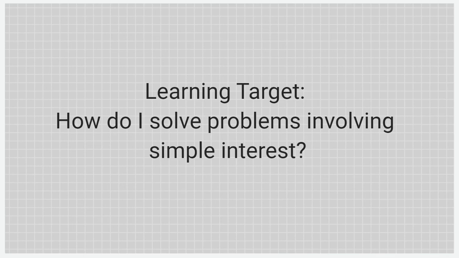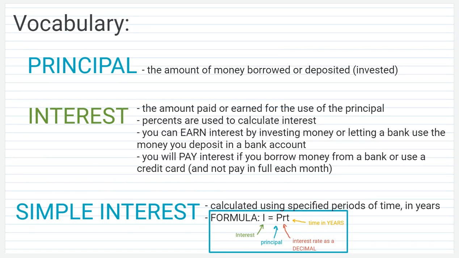With the simple interest types of questions, you're going to have to know some vocab. Principal is the amount of money borrowed or deposited or invested. Interest is the amount paid or earned for the use of the principal. Percents are used to calculate interest, and you can earn interest by investing money or letting a bank use the money you deposit in a bank account. You will pay interest if you borrow money from a bank or use a credit card, and again, not pay in full each month.